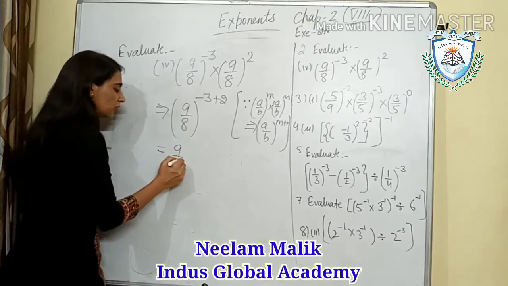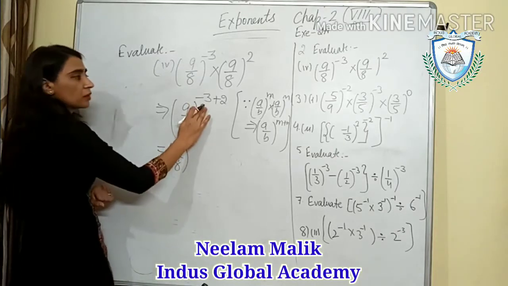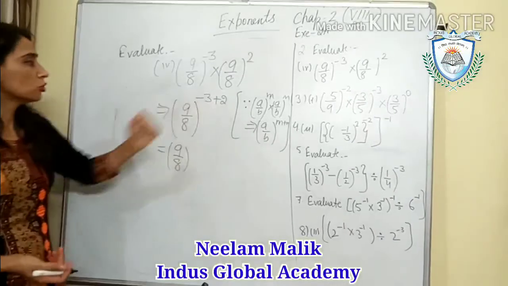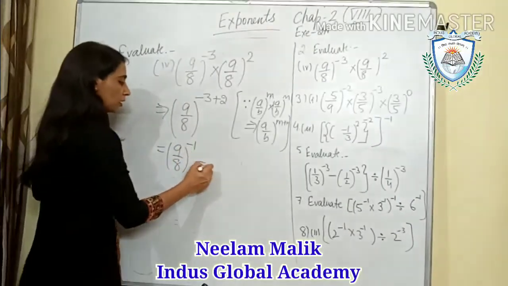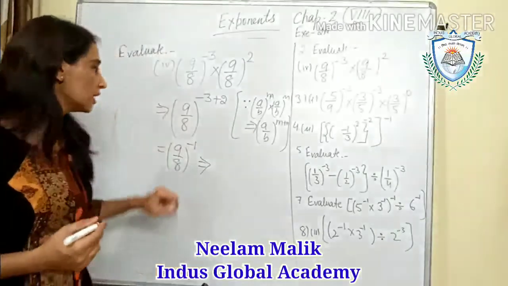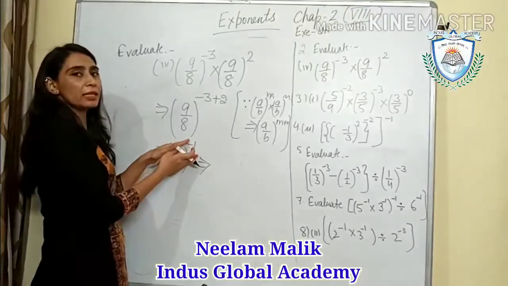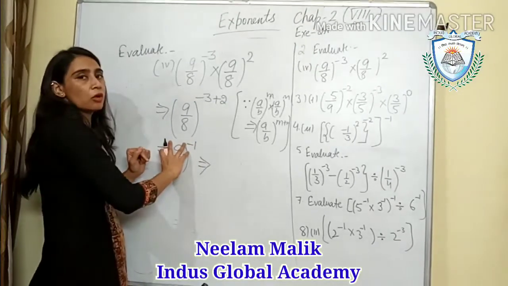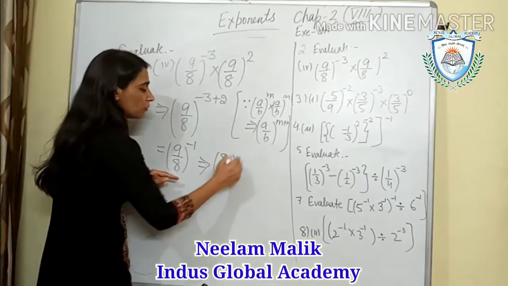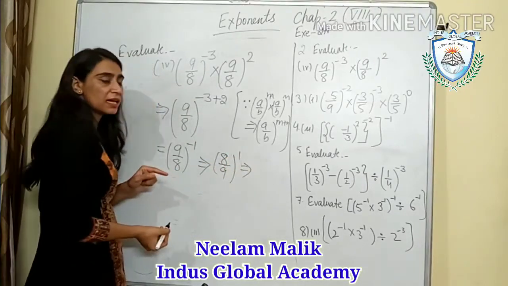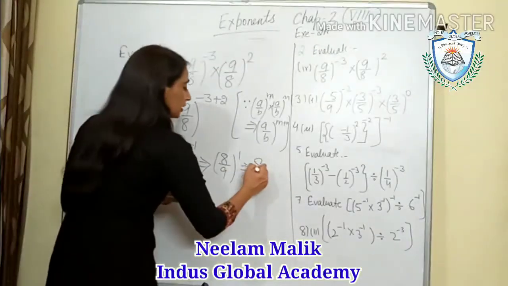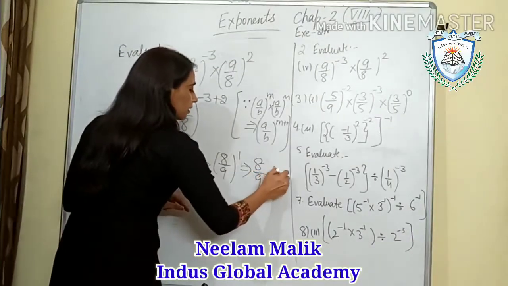So 9 upon 8. What will be the power? Minus 3 plus 2. Negative number is base. Yes. So here it will be minus 1 only. I told you when the power is negative, what we will do to make that power positive? Reciprocal of the base. So it will be 8 upon 9 and the power will be 1. If the power is 1, that means 8 one time, 9 one time. So our answer is 8 upon 9. This is our answer here.